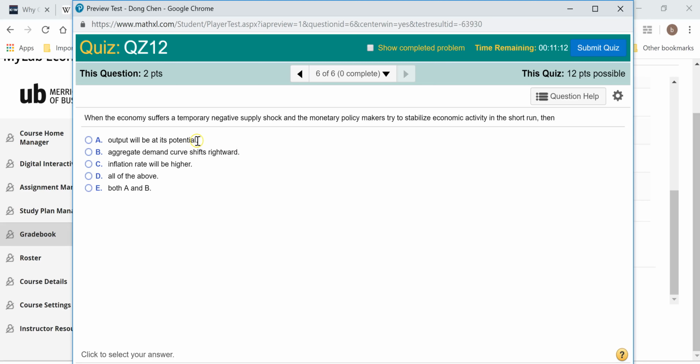This is question number 6 on quiz 12 for chapter 24. When the economy suffers a temporary negative supply shock and the monetary policy makers try to stabilize economic activity in the short run, then from this chapter we learn that there are three types of shocks: aggregate demand, permanent aggregate supply, and temporary aggregate supply shock.